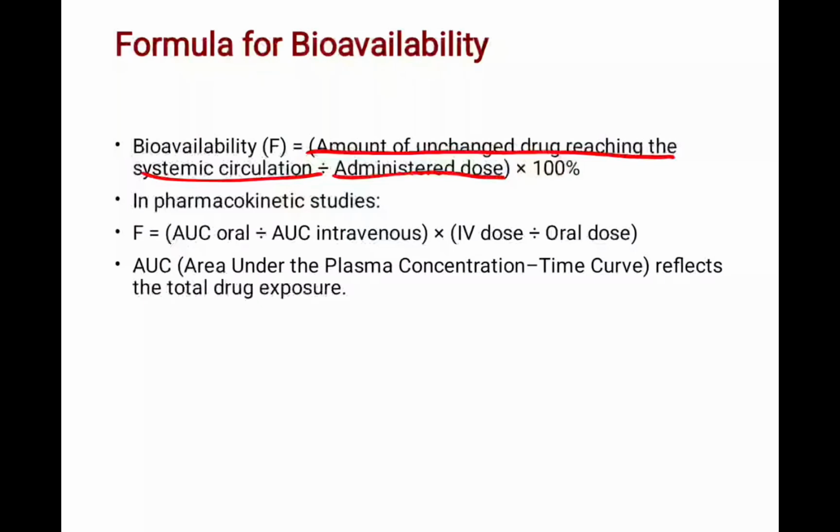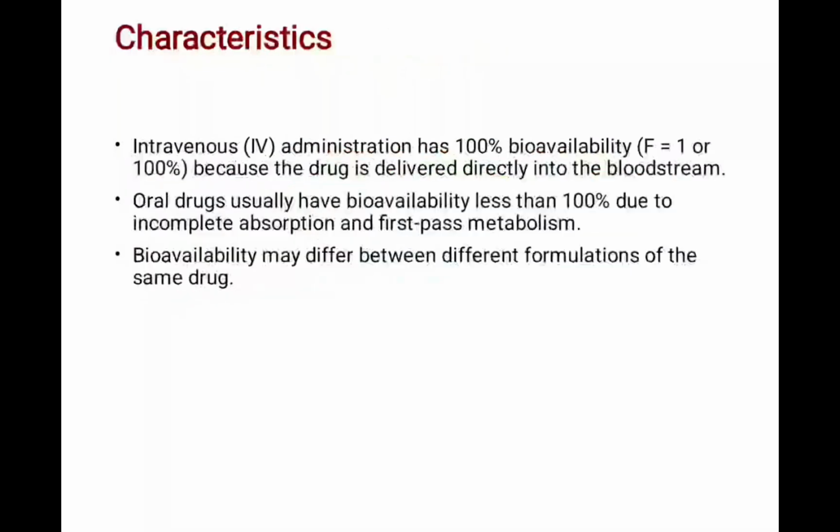So in pharmacokinetic studies, bioavailability is said to be the area under the curve for the oral drug divided by the area under the curve for the intravenous route of administration, multiplied by IV dose divided by oral dose. The AUC, the area under the plasma concentration time curve, reflects the total drug exposure.